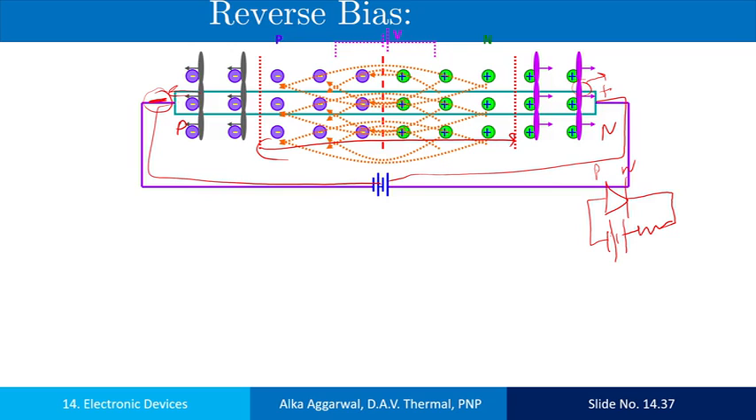But the potential barrier allows the minority carriers to cross the junction. And you know that the minority carriers are thermally generated. It depends on the temperature. So their number is constant. So the current is constant in the reverse biasing.